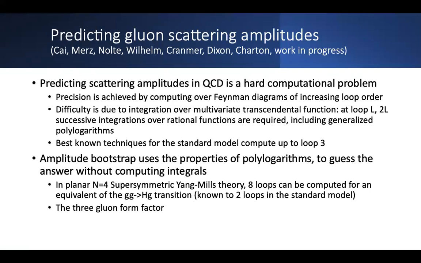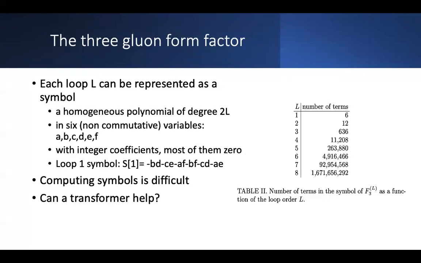So the people at Stanford came up with an idea called amplitude bootstrap, which says since the polylogarithms have a lot of mathematical properties, let's exploit these properties to guess the values of the integrals without having to complete everything. This works in a cousin of the standard model, which is a planar N=4 supersymmetric theory. And in this, they could compute one interaction, which is called a three gluon form factor, to 8 loops, which is incredible precision.